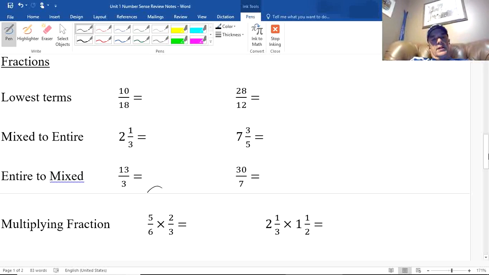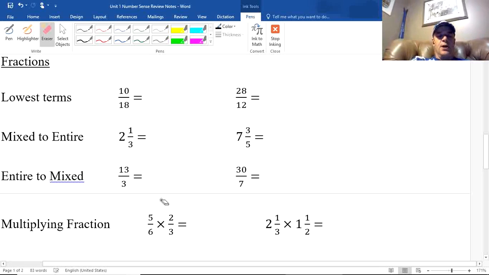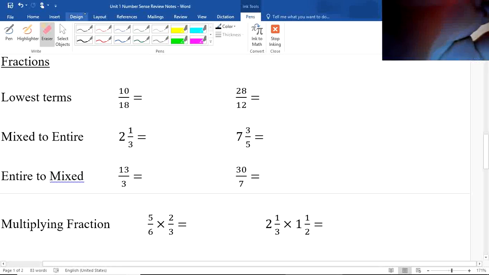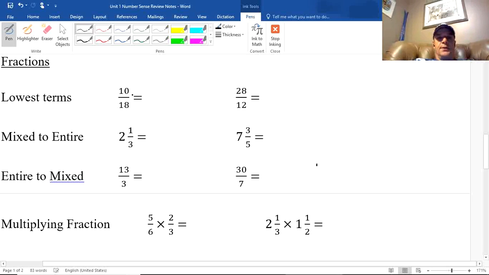So let's look at a number of different things, from lowest terms to mixed and entire fractions, and then multiplying, dividing, adding, and subtracting fractions, just to do a quick review. When we want to put things in lowest terms, we want to see if these numbers have a common number that is divisible by both. As long as we do the same to the top and bottom, we're okay.